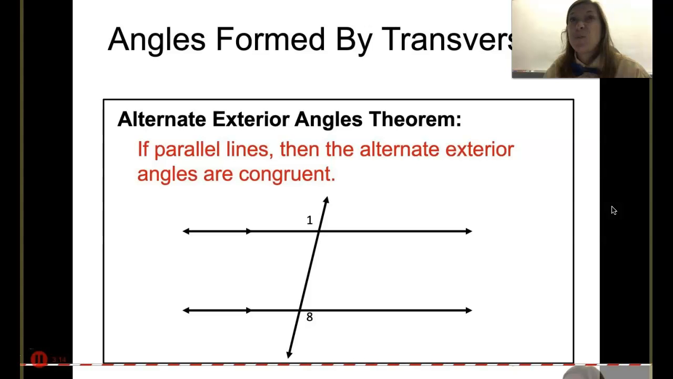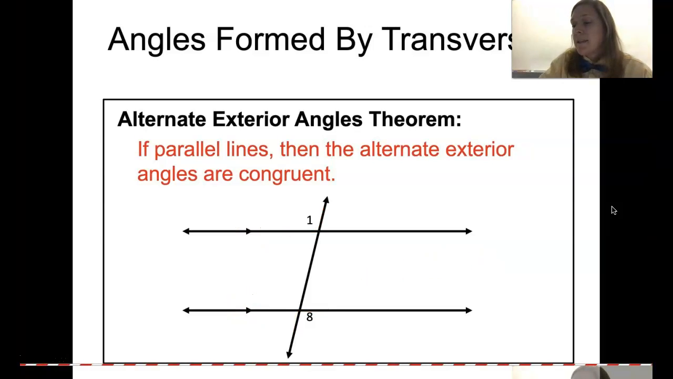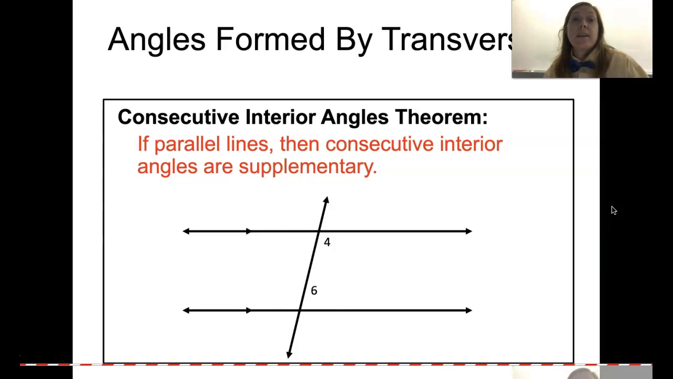And plus you can kind of use your common sense, right? Look up there at angle 1. Do you see how that looks like it is an obtuse angle? And angle 8 looks like an obtuse angle. So those would be congruent. So angle 1 would be congruent to angle 8. Again, notice our triangles on the lines. That means parallel lines. And the only ones that are not going to be congruent are your consecutive interior.